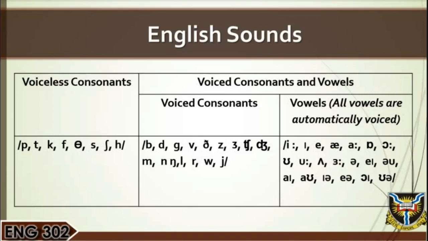Voiceless consonants: P, T, K, F, H. Voiced consonants: B, D, G, V, M, N, ng, L, R, W, J. Vowels: all vowels are automatically voiced. Long I, short I, E, short E, long A, long U, etc.